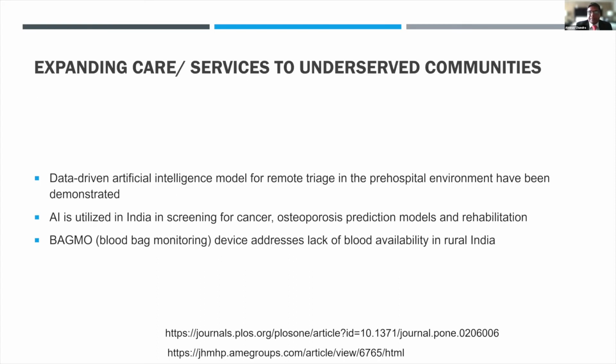One good example, which I gave, was Yuma, where we were able to enroll patients in clinical trials. Now, there are other areas as well. There have been data-driven artificial intelligence AI models for remote triaging prior to coming. So this is a study done, I think in South Korea, where they used AI models to predict which patients need to come to the tertiary center, which can be localized over there. AI is also being utilized in India for screening of cancer in remote places, to some extent in osteoporosis prediction models and in rehabilitation. BAGMO is a non-governmental organization which addresses lack of blood availability in rural India, and that is based on AI models.